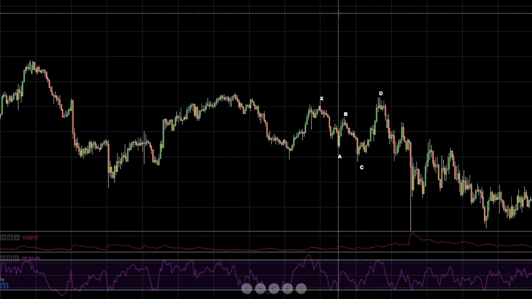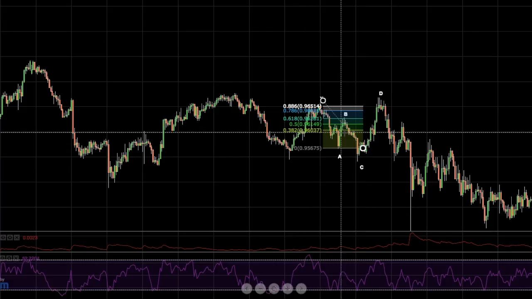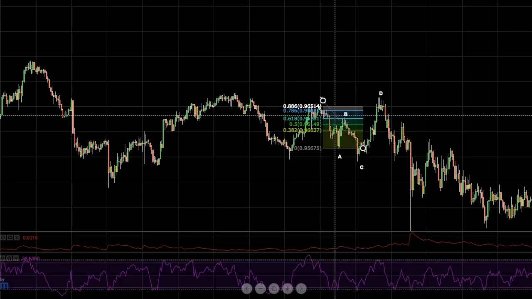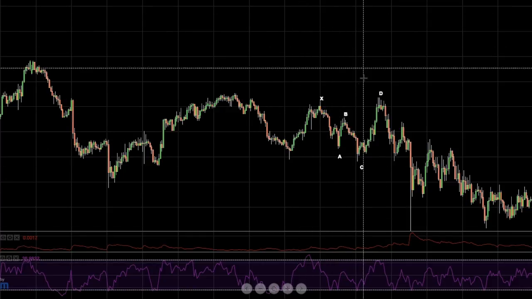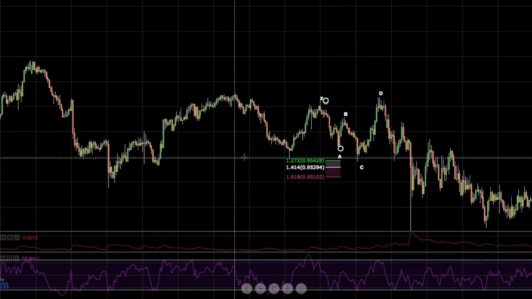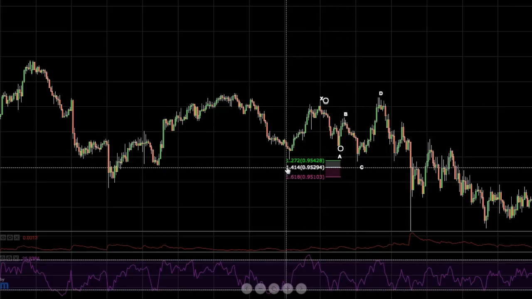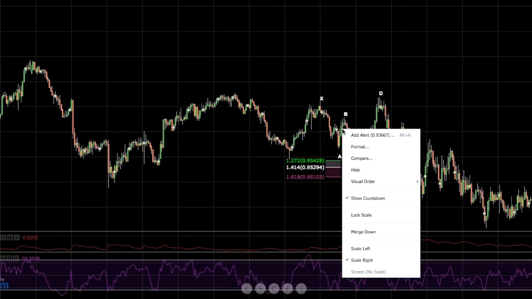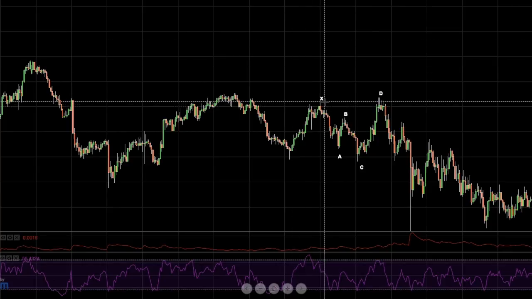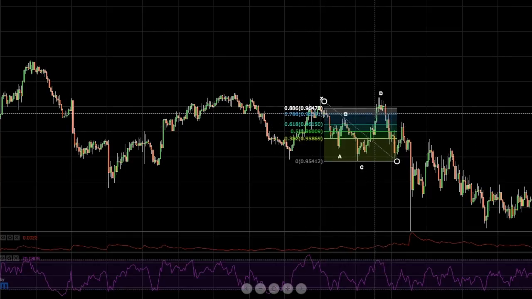Like we said, the first rule of the Cypher pattern is a retracement from X to A. We have to at least touch 382, but cannot close above the 618. As you can see, we can touch the 618, but we cannot close above it. So that's a valid first leg. Our second rule is a Fibonacci extension from X to A. Our rule states that we have to at least touch the 127, which we do right here, but we cannot close below, in this case, the 1414. So that also is a valid leg. Our third rule is our completion, and that is done by we have to at least touch the 786, right? We cannot close above X.